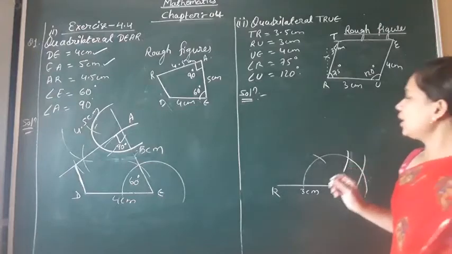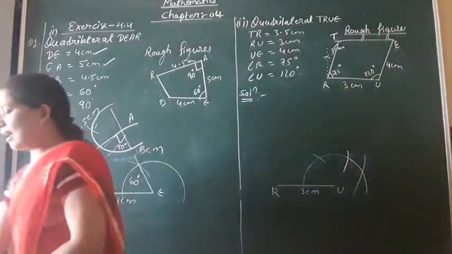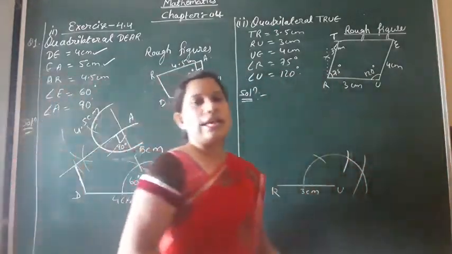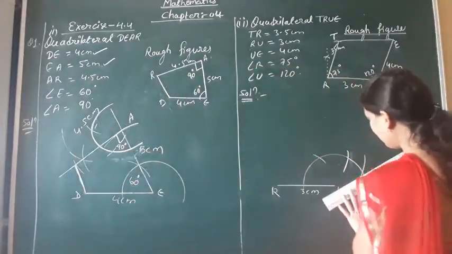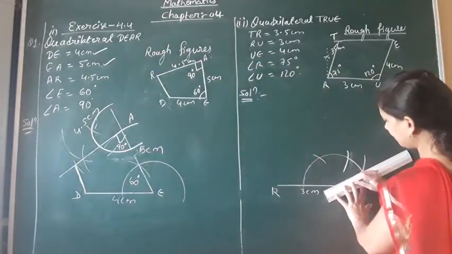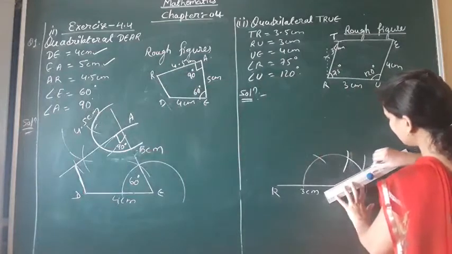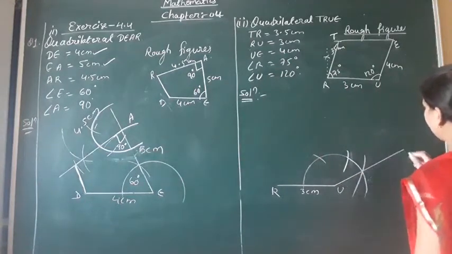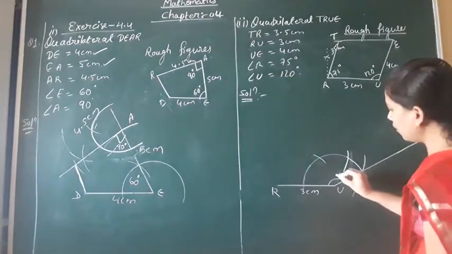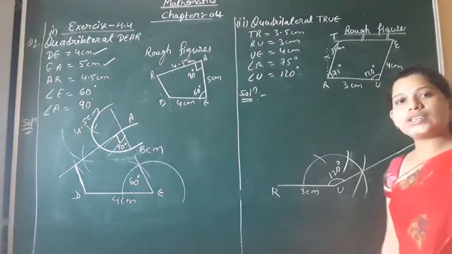Clear? Now what you have to do? With the help of your scale, produce the line by passing through the intersection like this. So here the angle will be how much? 120 degree. Understood up to here?